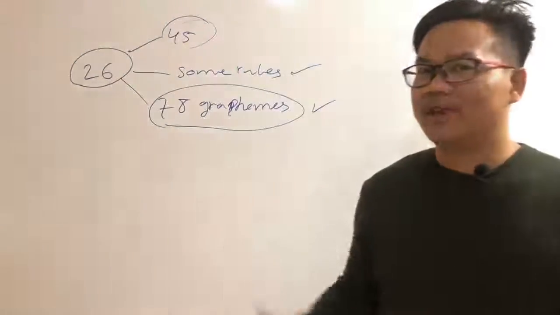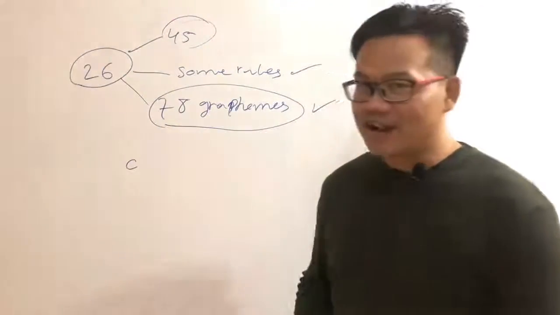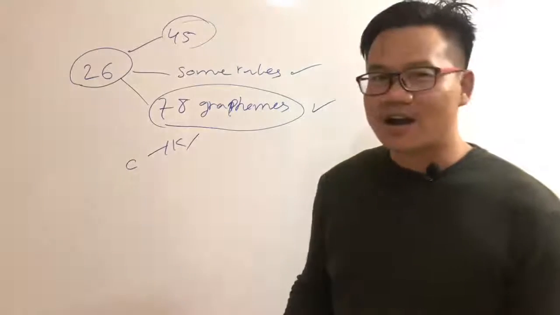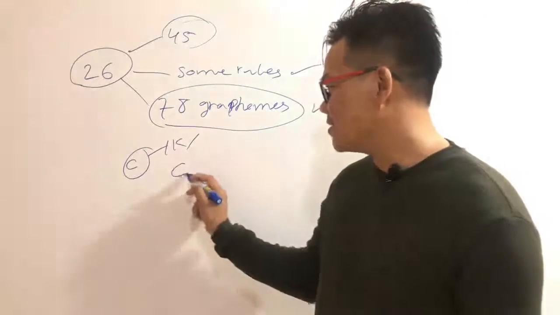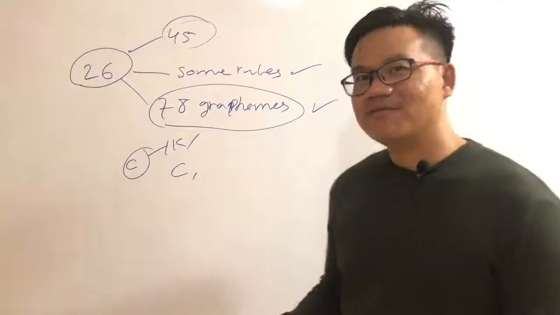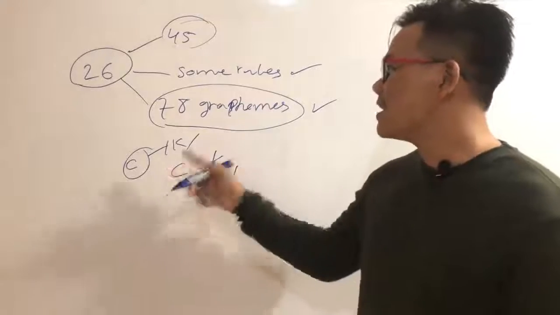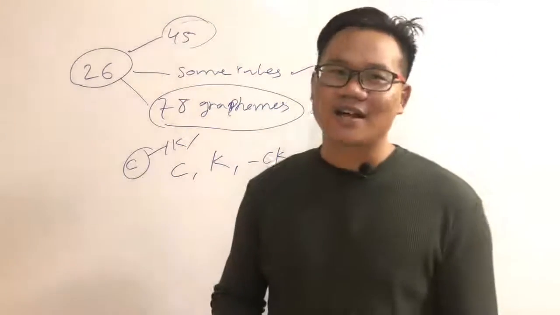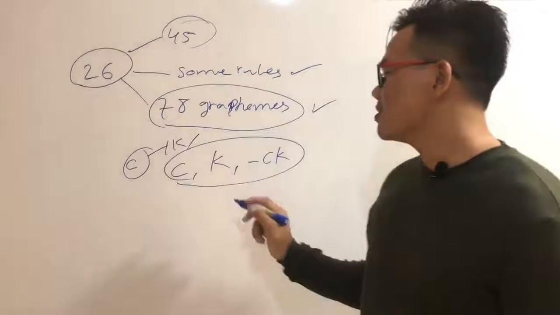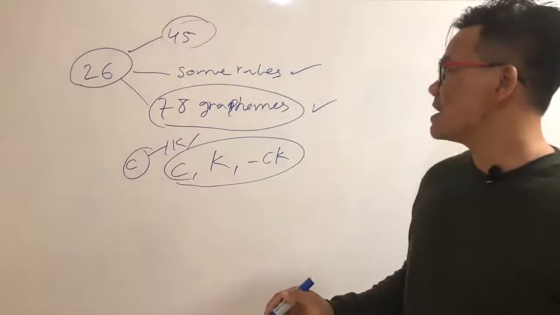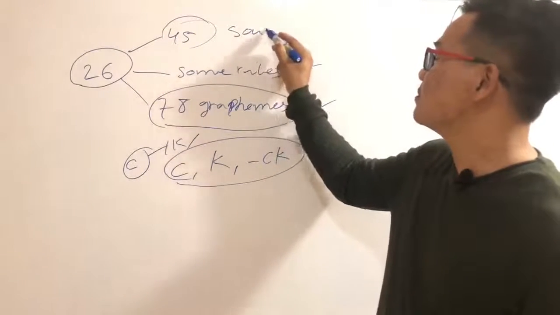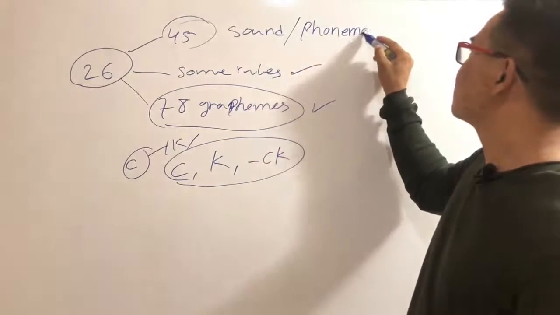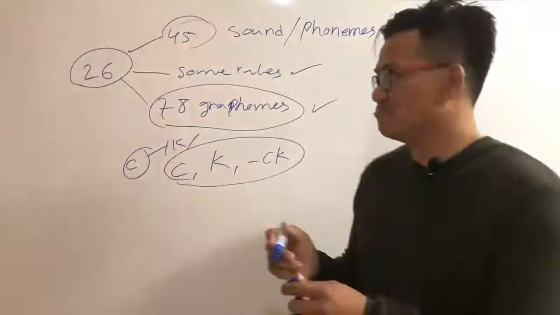Simply, a grapheme is a letter or letter combination. For example, we call the letter C a grapheme, and it sounds like K. Another grapheme is K, and the sound is the same. Another one is CK. We also call it a grapheme, and it sounds the same. So if you're not sure which one is grapheme and which one is sound, this is what we call sound, or we have another word, phoneme. Don't care about phoneme or whatever, just sound.